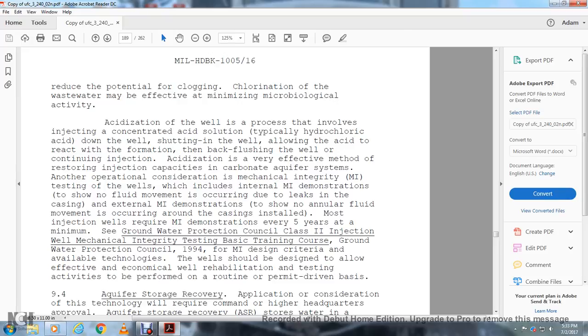Another operational consideration is mechanical integrity testing of the wells, which includes the internal MI, or mechanical integrity, demonstration to show that fluid movement is not occurring due to leaks in the casing.